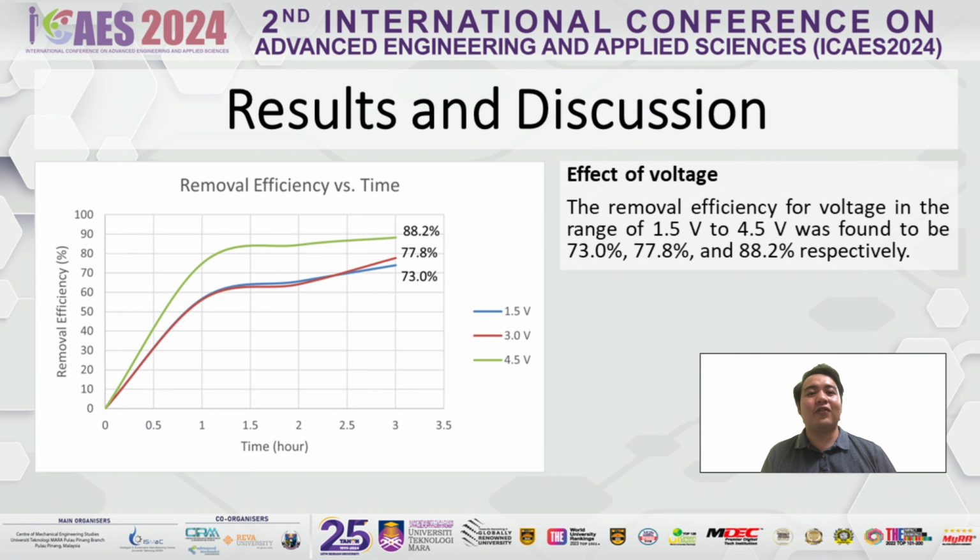For the effect of applied voltage, the removal efficiencies were found to be 73%, 77.8%, and 88.2% for 1.5 volt, 3 volt, and 4.5 volt respectively. An increase in voltage will also increase the hydrogen peroxide production at the cathode, which further reacts with the ferrous ion catalyst in equation 2 to produce more hydroxyl radical to react with acid yellow 23.